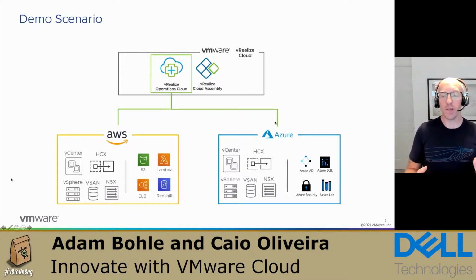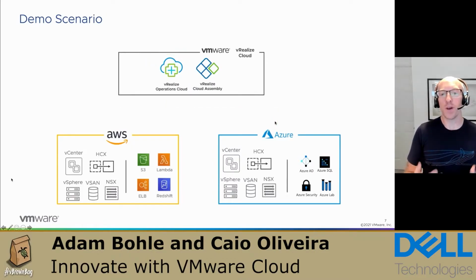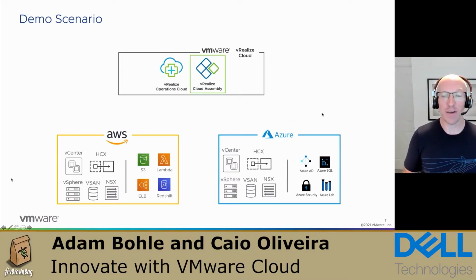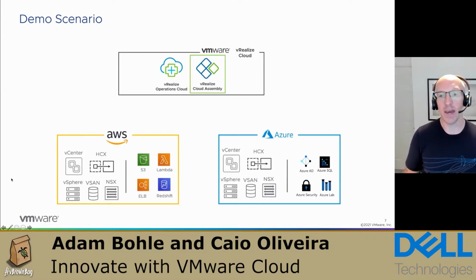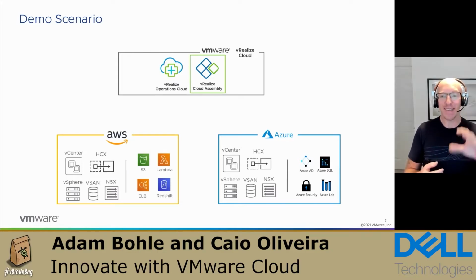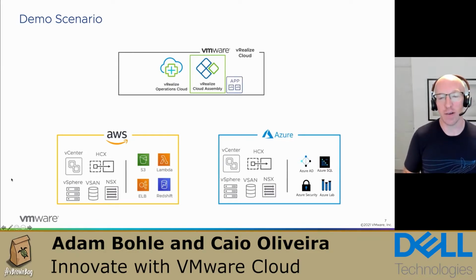And then once we're done with that, we're going to look at our vRealize Cloud Assembly solution. What we're going to do with vRealize Cloud Assembly is essentially create an application. We have an application blueprint defined in vRealize Cloud Assembly.